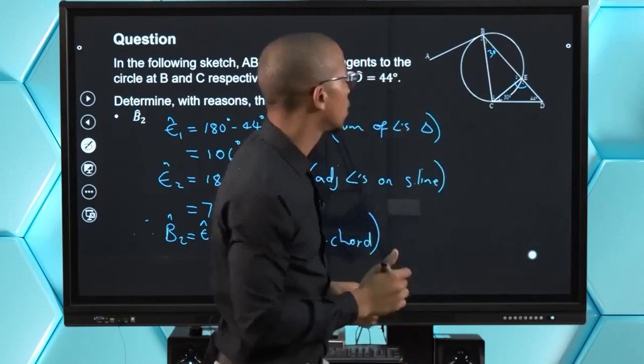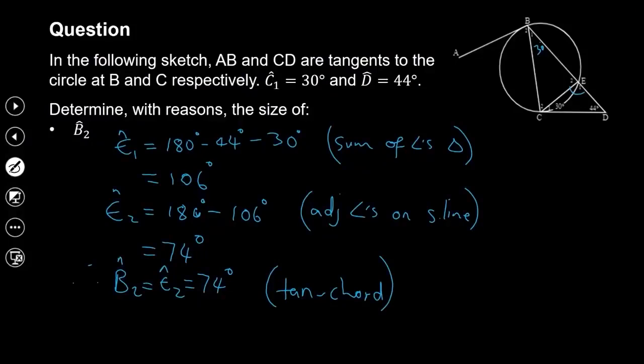But let me show you the tan chord in this diagram, right? Remember I said chord tangent equals the angle opposite the chord. Please remember that at all times. Right, so this angle here must be equal to that angle there because of the tan chord theorem. Always remember that.